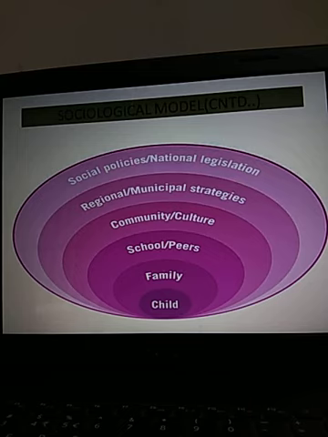See the influencing factors at large. What is there? Social policies, national legislation. Then a little bit reduced impact: regional, municipal strategies, community, culture, school, peers, classmates, friends, family members, mother, father, brothers, sisters, relatives, children, understand? So these are the things which are going to influence us while making any kind of decision. So these all fall under traditional models.